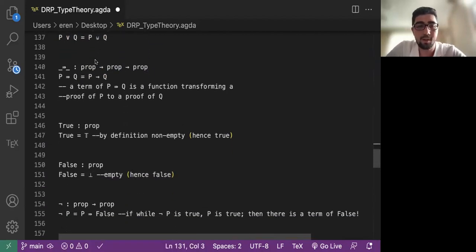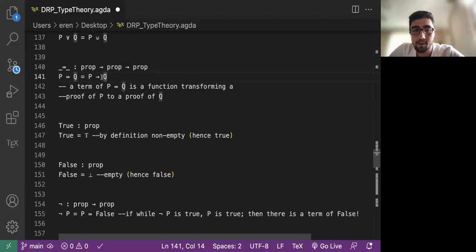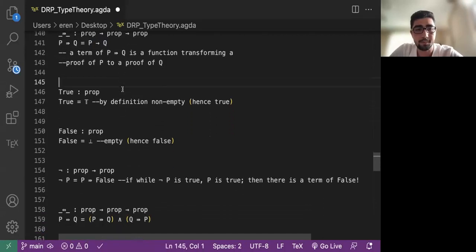Now comes a little bit strange definition. P implies Q is defined as a function from P to Q. Since we are in the perspective of Curry-Howard, we can interpret it as a function which takes a term of P, or a proof of P, and transforms it to a proof of Q. So if I have a function which transforms a proof of P to a proof of Q, and I have P, then it means I have Q, which is called modus ponens, which we will prove at the end.